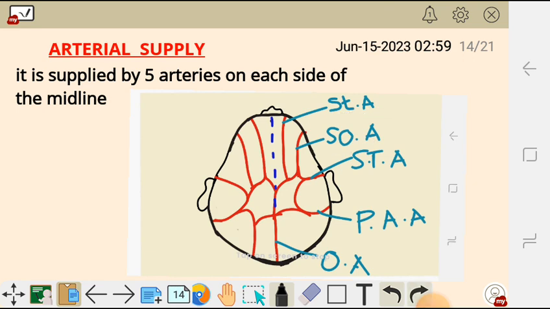Now of these arteries, we have 3 arteries in front of the auricle, and we have 2 arteries behind the auricle. The 3 arteries in front of the auricle are the supratrochlear artery, the supraorbital artery, and then the superficial temporal artery, which is this artery there. Then behind the auricle, we have 2 arteries, which are the posterior auricular artery and the occipital artery. So that is the arterial supply to the scalp. Okay, so they are divided in the midline here. The same arteries which are here are the same arteries on this side.